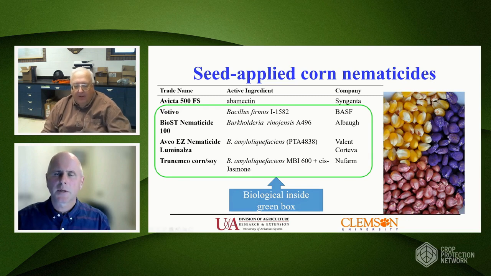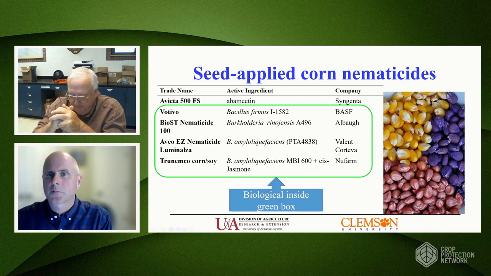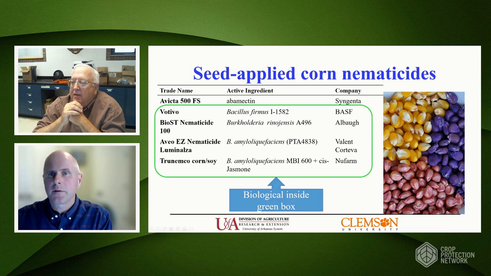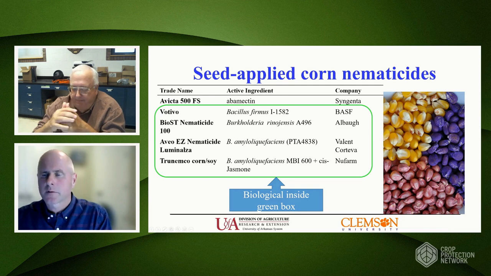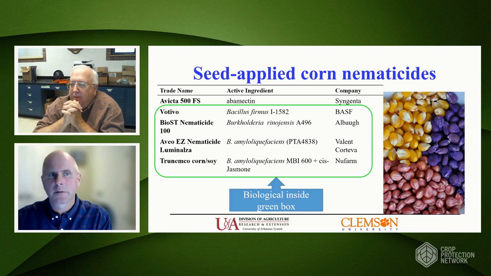This is probably the biggest group that's available over the past few years, especially to farmers, because it's already on the seed coat, which makes it really user friendly. You don't have to carry any water or any different applications. So the chemical Avicta, abamectin, I already mentioned. The rest of them that have been coming on is a lot of these biological materials.